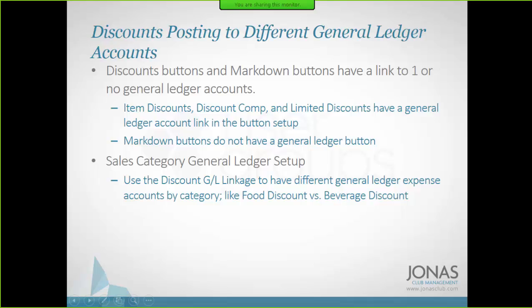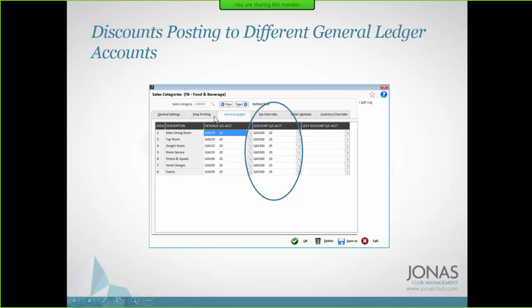The big difference is the Markdown button, the link to the GL is not set on the button, but actually in the sales category. So in the sales category, you have your revenue account, but there's a column for the discount. So basically, if this is blank and I hit Markdown and mark down that item by $10, that $10 is not accounted for on the chart of accounts whatsoever. But if I have a GL account in here, that $10 I just marked down will get posted to this account to account for it.